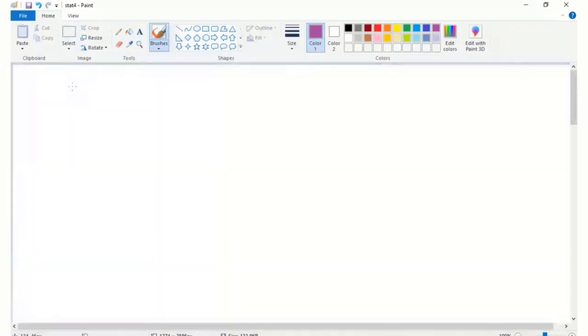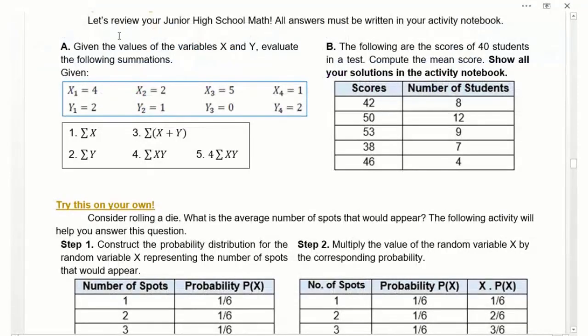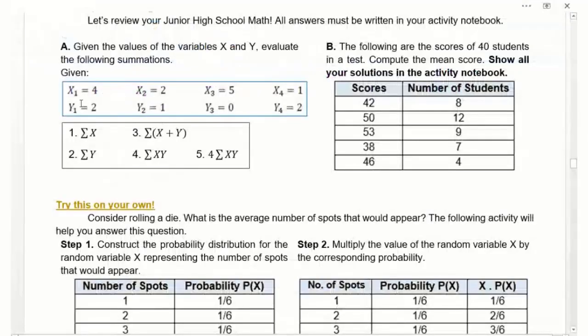So let's have lesson 2, mean of discrete probability distribution. Okay, so let's answer first the background check. Letter A, which is, I hope nagawa nyo to noong nag-stat siguro kayo ng grade 9 or grade 10. So given the values of variables x and y, evaluate the following summation. So number 1, summation of x. So kunin mo lahat ang values ng x.